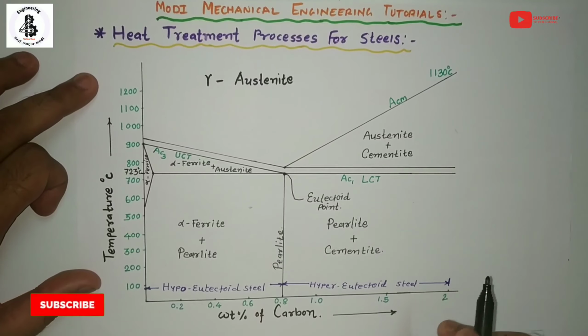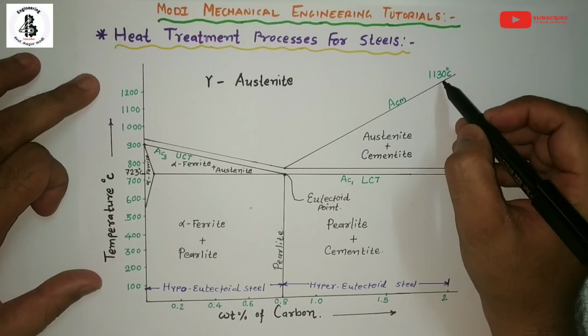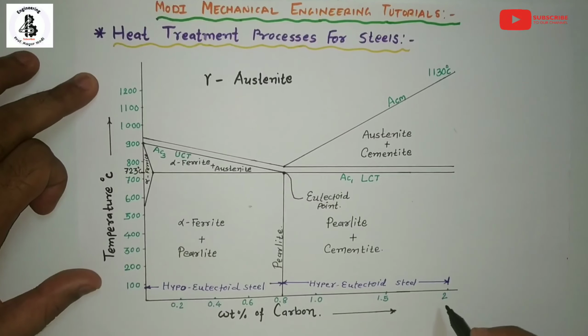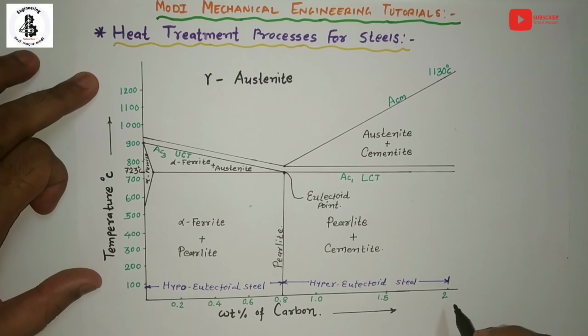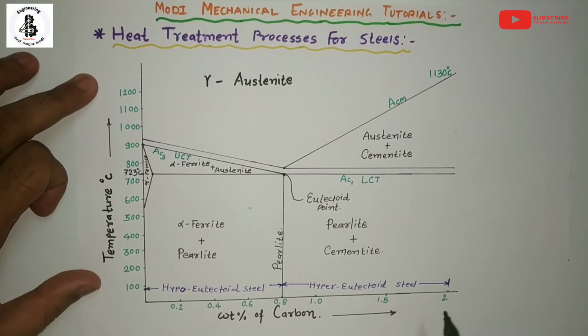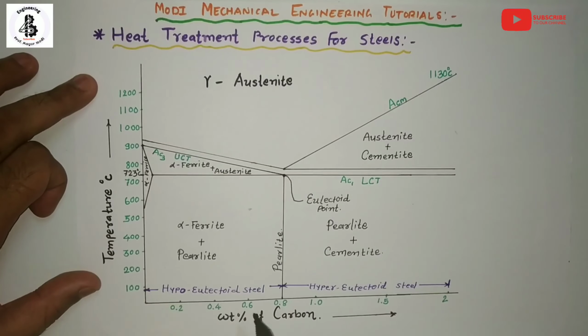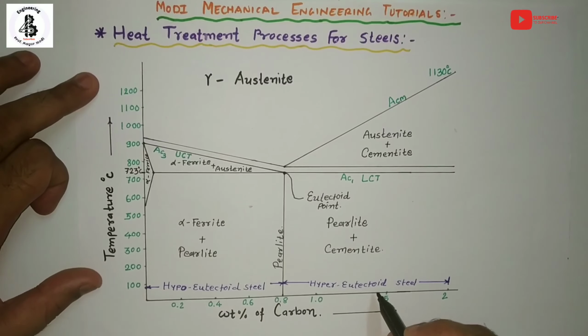So we are only considering up to a temperature range of 1130 in the iron carbon diagram, and the weight percentage of carbon up to 2%, because steel is nothing but up to 2% of carbon present with the iron. So you can say that there will be hypoeutectoid steel, eutectoid steel and hypereutectoid steel.